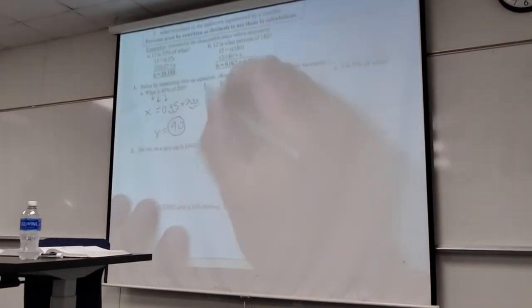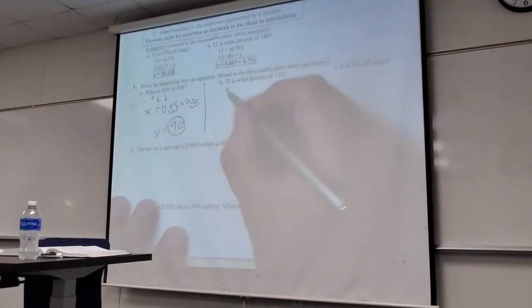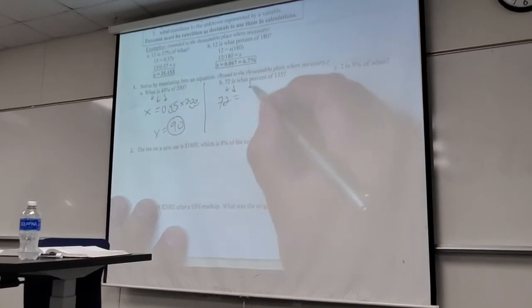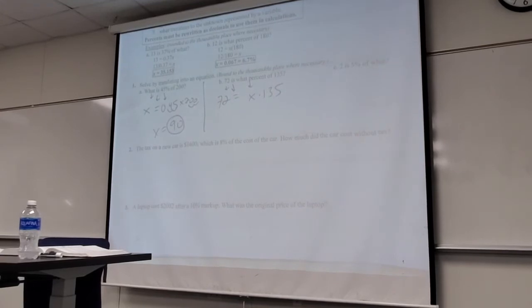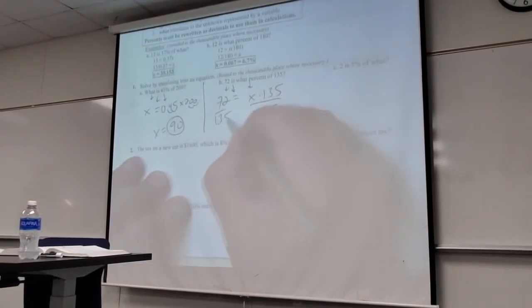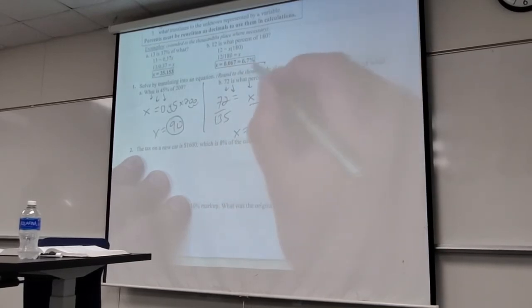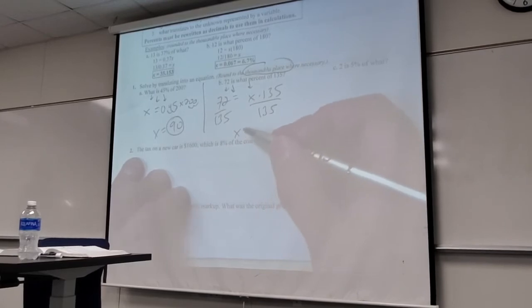So how do I set up this equation here? 72 equals X times 45. Yes. And then I just do it. Divide by 45. This says round to the thousandth place. I don't know if you need to. What do you get here? It's 0.53? Yeah. Repeating? Yeah.